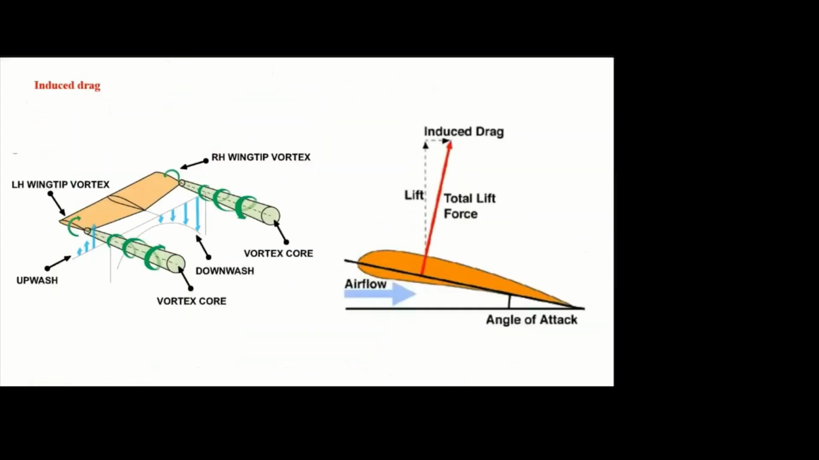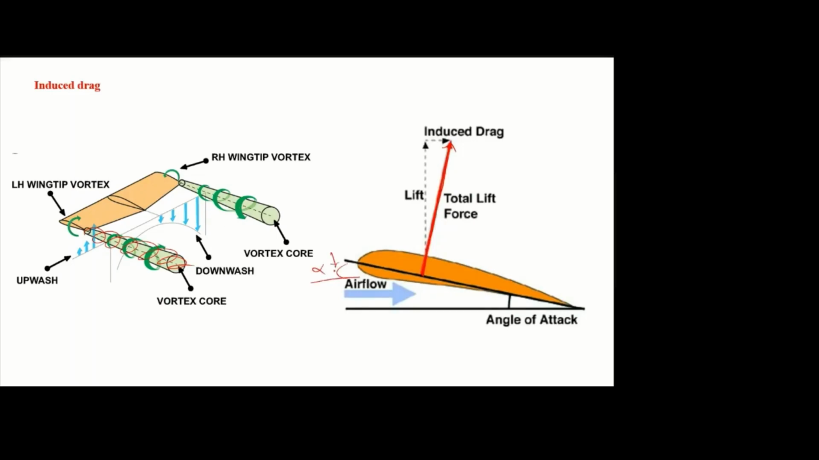So induced drag already discussed. Due to the wingtip vortices, we are getting additional drag. You can see here, this is the total lift force acting on the wing or airfoil, but without these wingtip vortices. Because of these wingtip vortices, what happens? It decreases the angle of attack. We will discuss in the second unit.